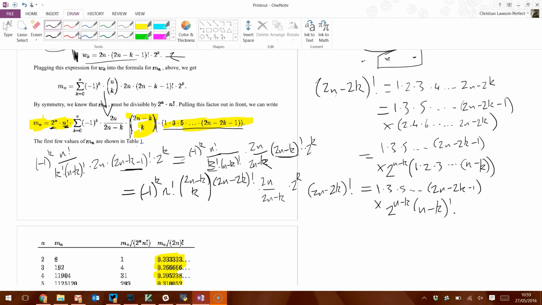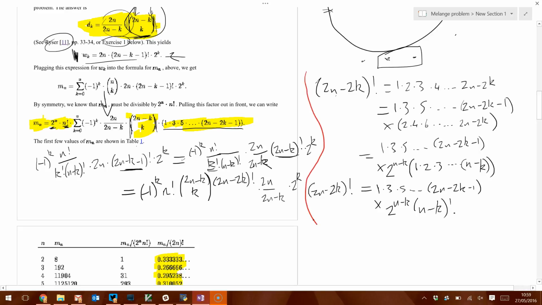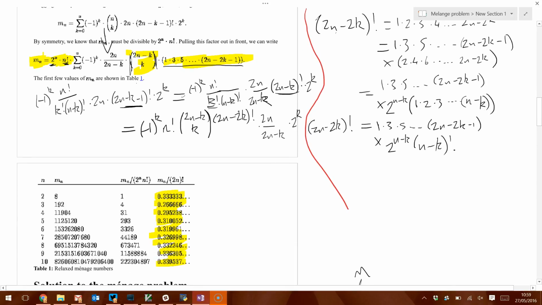Let's draw a nice thick line dividing that from that, because I've used up too much space. Okay. That's the same as that. I pulled out, actually no it's not. There we go. I never got rid of my n minus k factorial. Okay. So now, instead of 2n minus 2k factorial, I'm going to write that thing I've got, and it's all going to work out beautifully. Minus 1 to the k, n factorial, 2n minus k, choose k. I'll write my 2n over 2n minus k as well. And my 2 to the k.